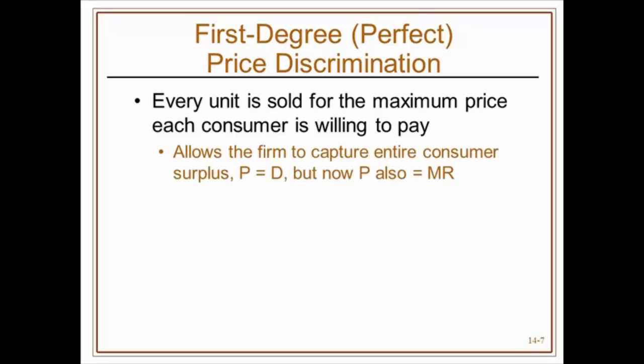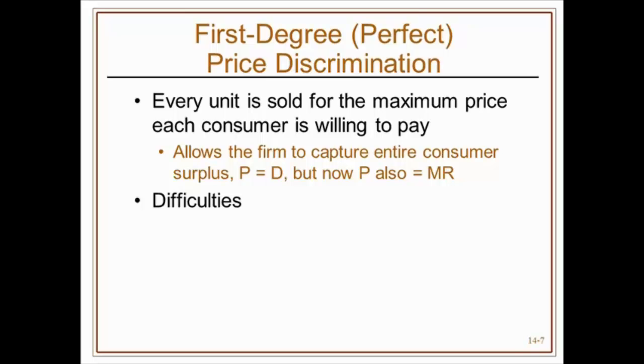And if a company is able to do this, then obviously they're going to capture the entire consumer surplus. So this is going to be the mode of price discrimination that is the most profitable for the company. The price that people are willing to pay is equal to their demand, and it's also equal to the marginal revenue, because the extra money coming in would just be equal to whatever that person's willingness to pay is. So the demand curve also becomes the marginal revenue curve again.